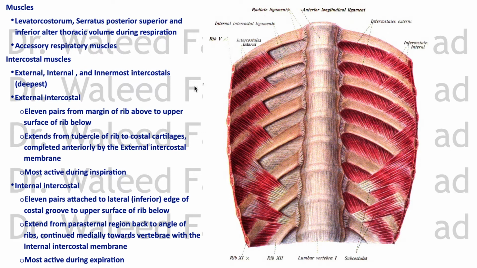But before we go through that, we will study in the back the muscles of the back, some of which are attached to the thoracic cage, like the levator costorum muscle and the serratus posterior superior. The serratus posterior superior and the levator costorum muscle are for inspiration, and serratus posterior inferior is for expiration. These will be studied in the back, but today we are going to study the muscles between the ribs, the intercostals. Okay.